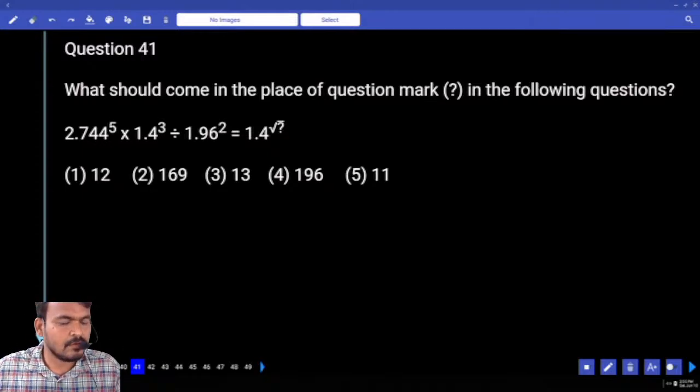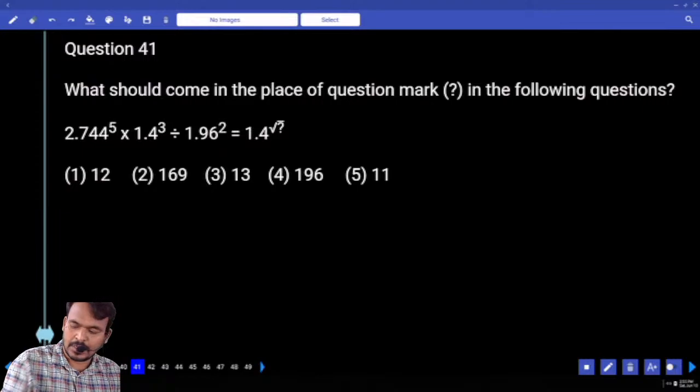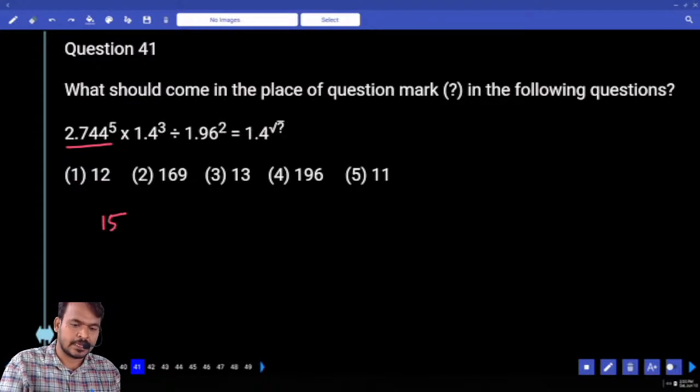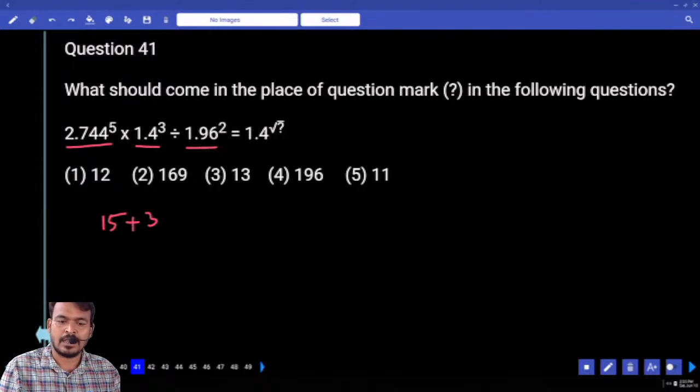What is the right hand side value? 1.4 means on the left hand side every value is converted to 1.4 something, or 2744. Which one? Power 3. 1.4 power 3 or already power 5 means we are getting power 15. Next, 1.4 power 3 means that is adding or subtracting? Adding 1.96, that is 14 square, or already power 2. 2 into 2, 4, that is subtracting or adding. Subtracting 15 plus 3, 18 minus 4, 14, that is equal to square root of something.